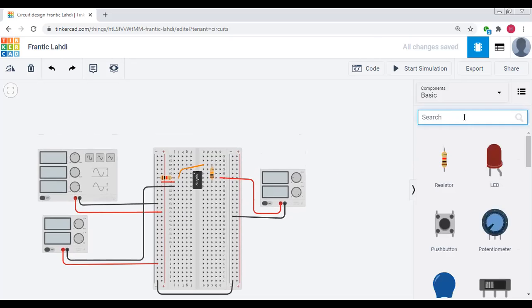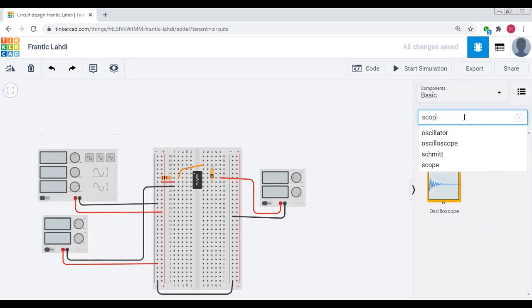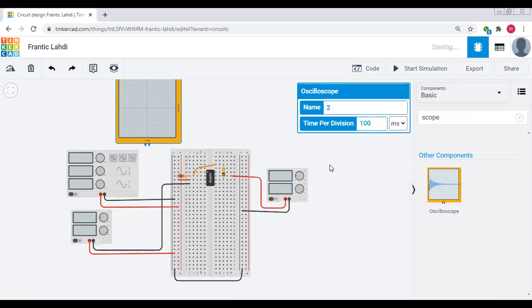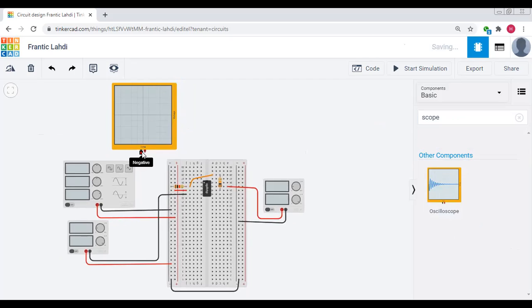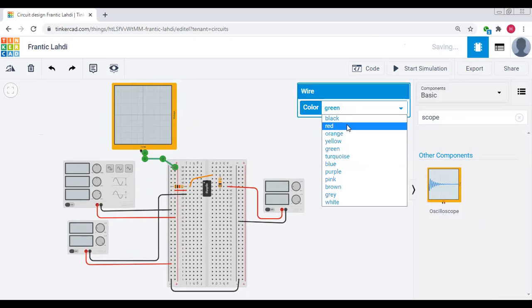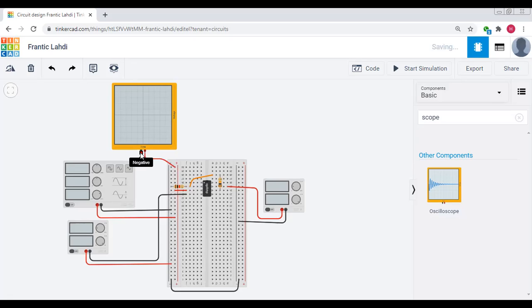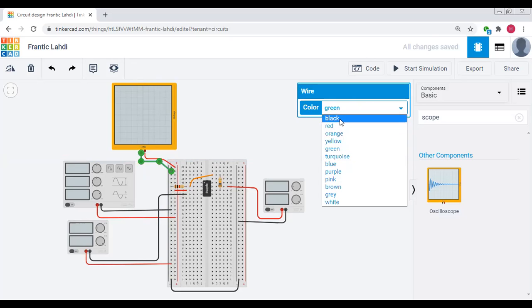So on the search bar we search for the scope, because the oscilloscope is used for the measurement of the input power supply and also for the output. So in order to measure the input and output, we use a scope. We connect the positive end to the positive end, and the negative of that scope to the negative end. Here you see like this, and give the color black.